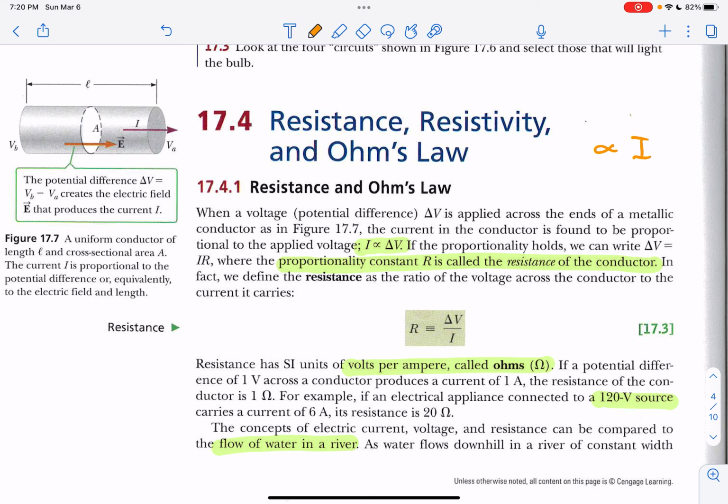Well, voltage is this potential energy per charge. The change in potential energy would be analogous to the change in height, implying a change in gravitational potential energy if we're talking about water. Now, in order to get rid of this proportional sign, we need to have a constant. So we could say that this change in potential energy equals some constant, and I'm going to use the letter R, times I.